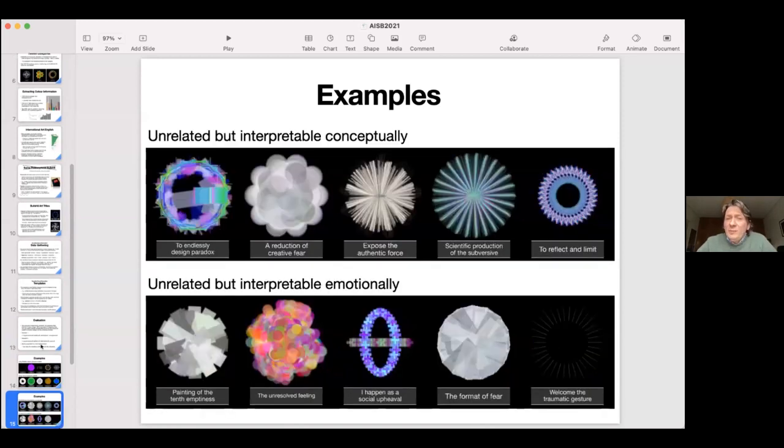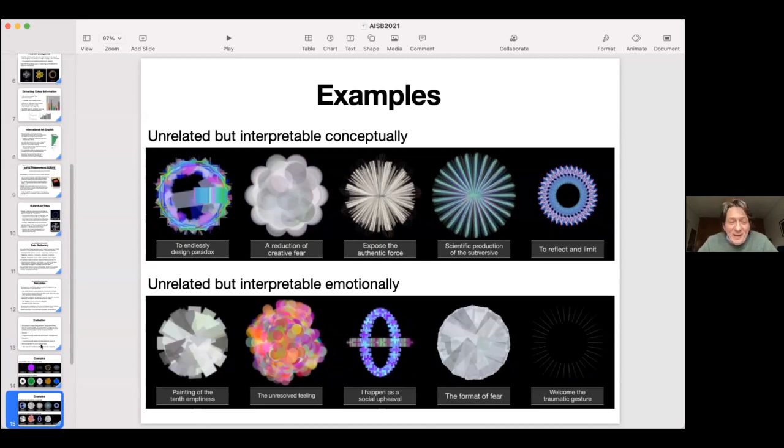Here are some that we decided were unrelated to the image, the titles, but they were interpretable conceptually. So a reduction of creative fear, scientific production of the subversive, expose the authentic force. These can all be actually understood as phrases, so they're not complete bullshit. And the ones at the bottom were interpretable emotionally.